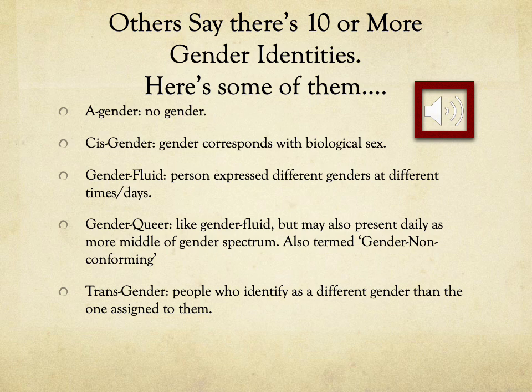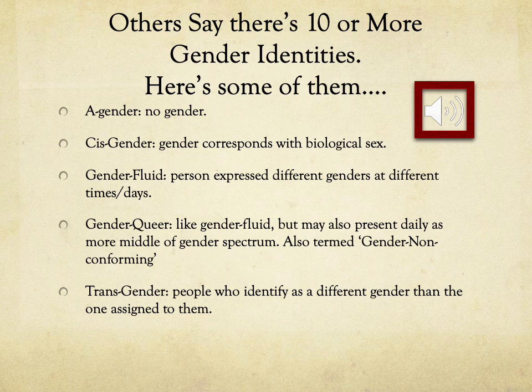And then genderqueer, which is like gender fluid, but I think genderqueer people more consistently live in some place in the middle of the spectrum. Sometimes gender nonconforming gets used with genderqueer. Some people define it as slightly different. Close enough. And then transgender, these are people who identify as a different gender than the one assigned to them.